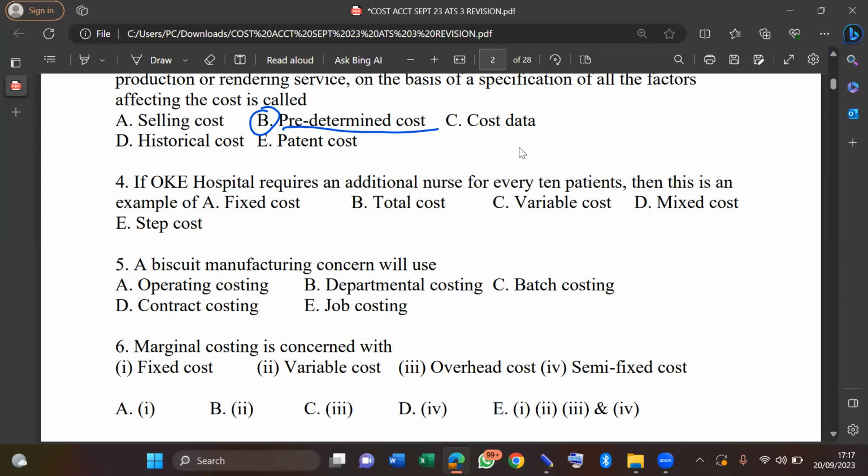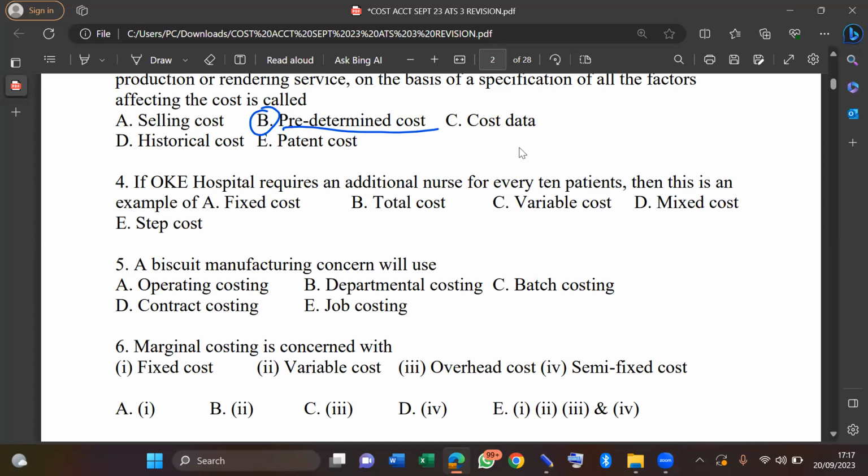Can somebody differentiate between the mixed cost and step cost? Semi. So when we say semi-variable cost, what does that mean? It is a cost between fixed and variable.